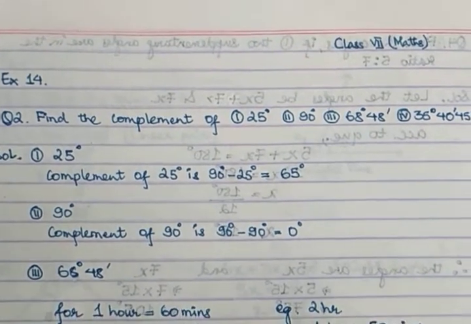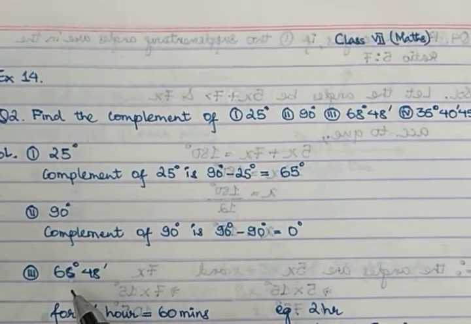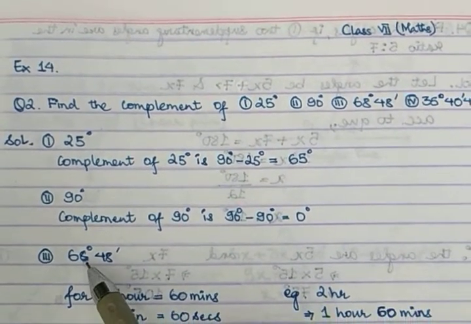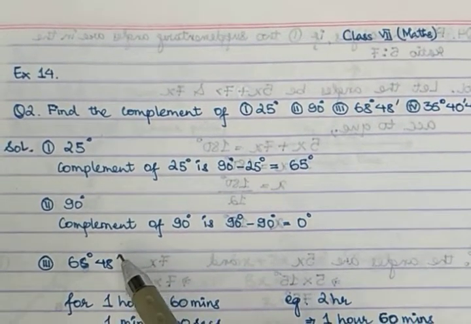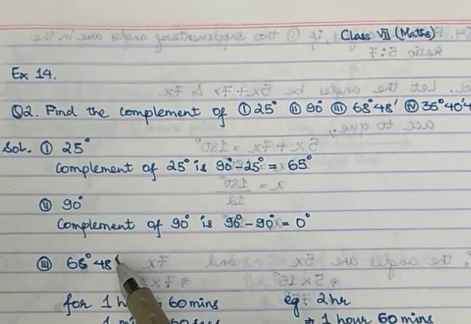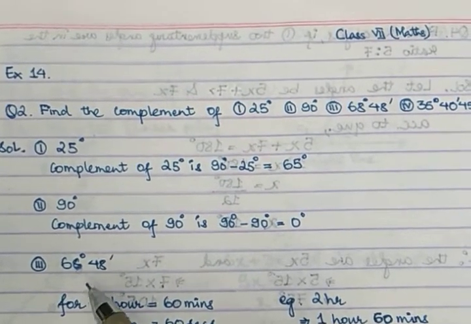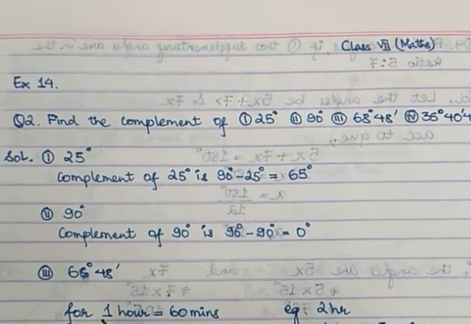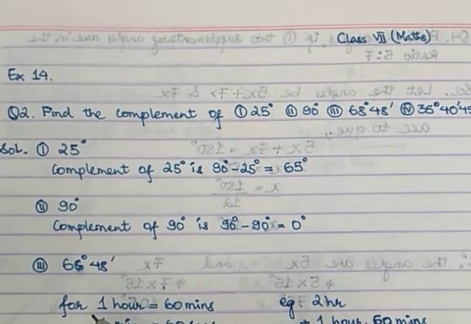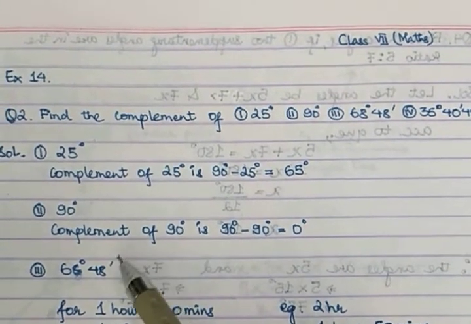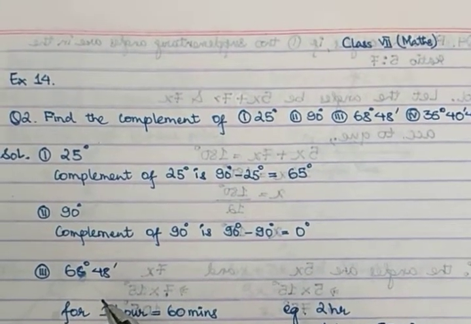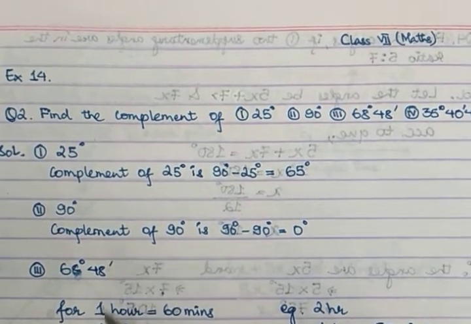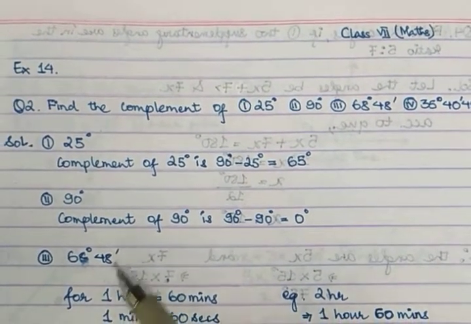Now for question number 3, we have a small variation from question number 3 onwards. See, we got 68 degrees and a small apostrophe mark is given there, isn't it? 48 with an apostrophe. This apostrophe mark, in mathematical language, is known as a minute. While we are dealing with angles, remember, this apostrophe mark is known as minute.